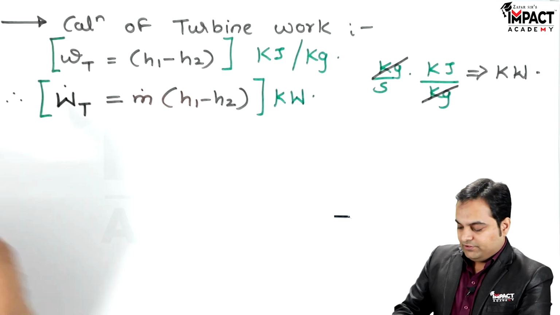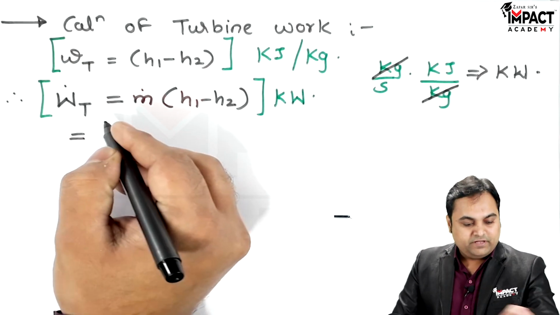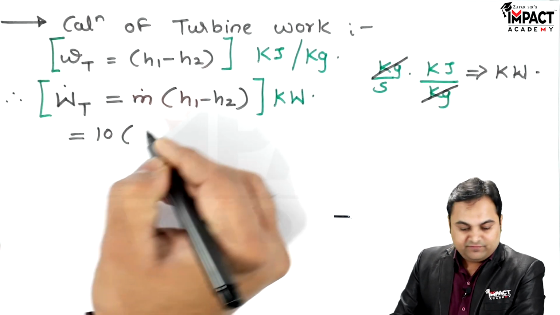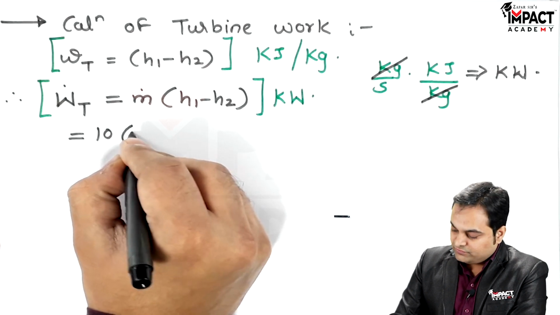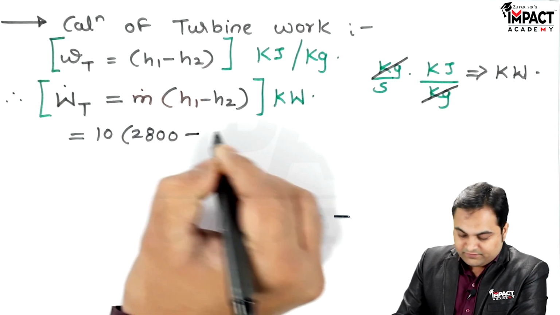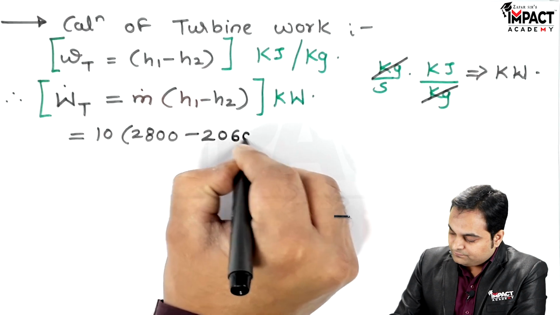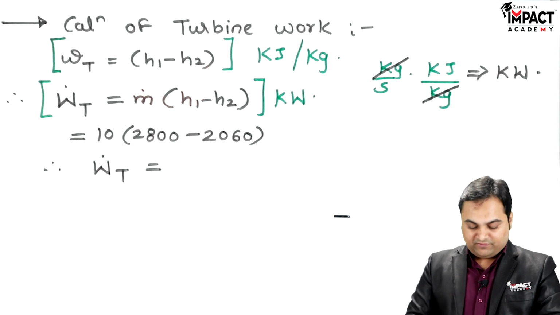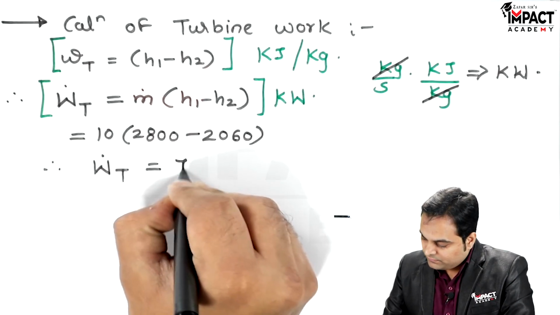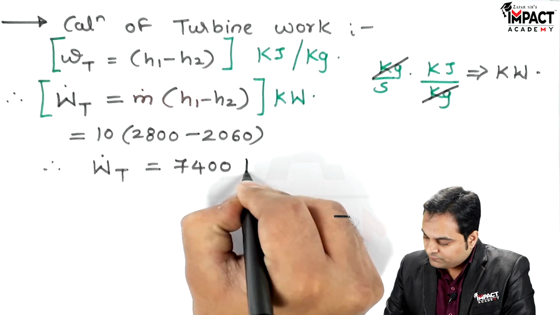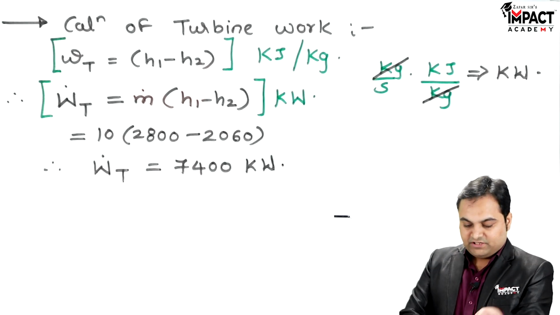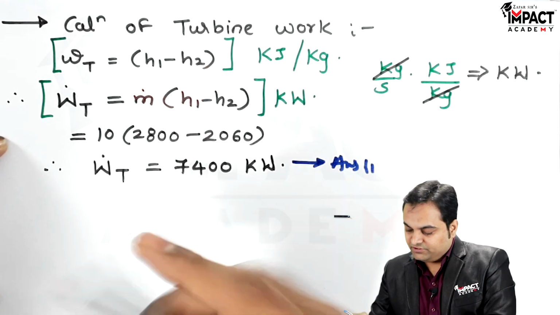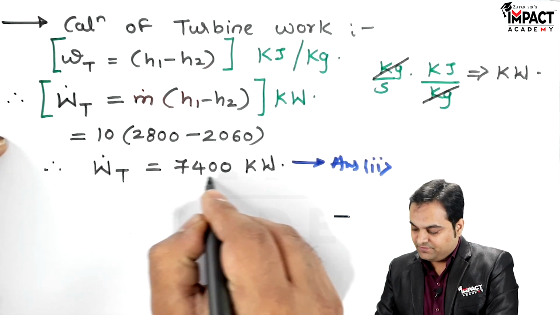Now putting the values over here, m dot was given to us, it was 10 kg per second. H1 value found out from the Mollier chart, that was 2800, minus H2 value 2060. So therefore the turbine shaft work or the turbine power developed comes out to be 7400 kilowatts. So that's the first answer, or we can say after the dryness fraction, this is the second answer.